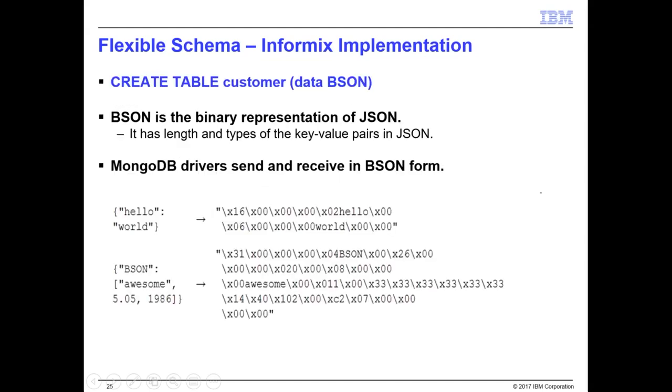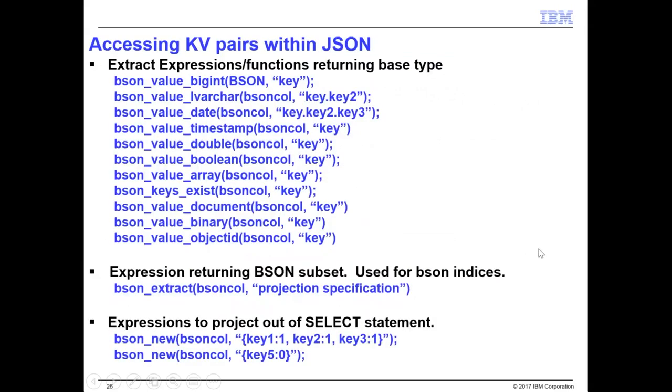So what does it look like behind the scenes? I mentioned earlier we had some functions. These are the various different extract functions at the top that return the base type of the data that they are trying to seek. There are also expressions returning a BSON subset, and it's used primarily in BSON indices, and we'll see some of those in a moment. And then there are expressions to project out of a select statement.